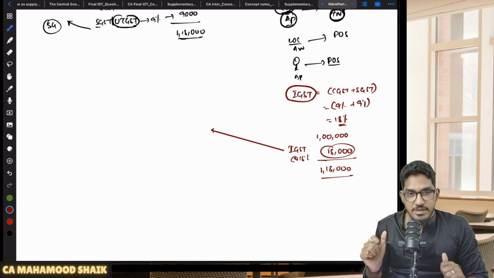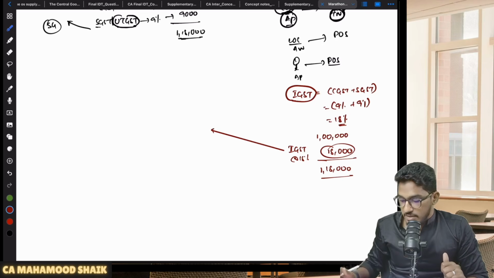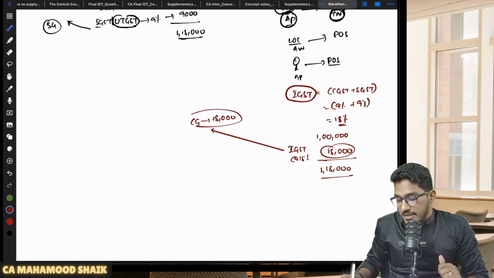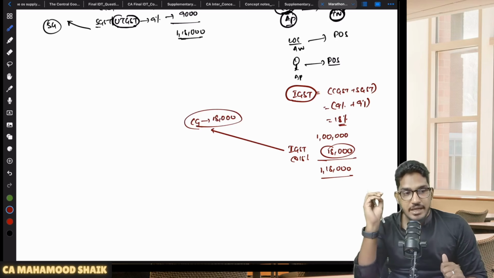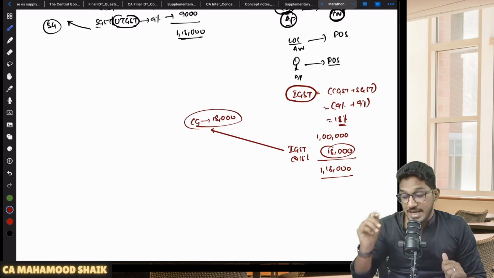To which government they will pay, sir? This IGST will directly go to the central government. Central government they will pay. How much? 18,000 they will pay. Sir, can the central government enjoy that entire 18,000 rupees of money? No, they can't do it.